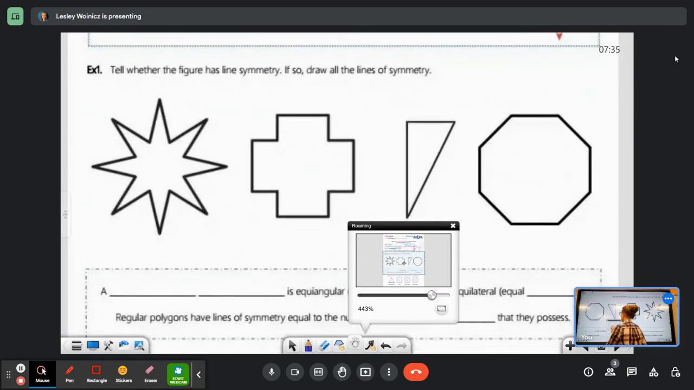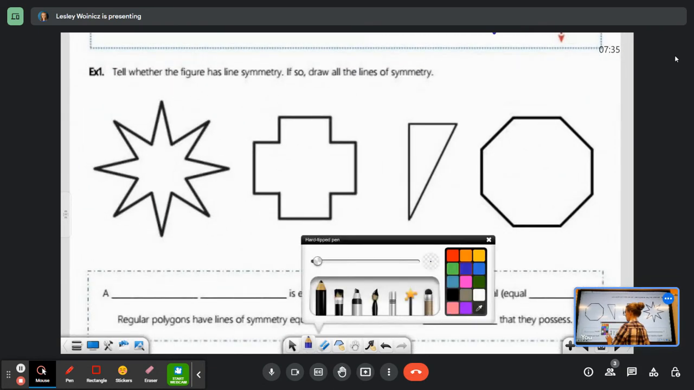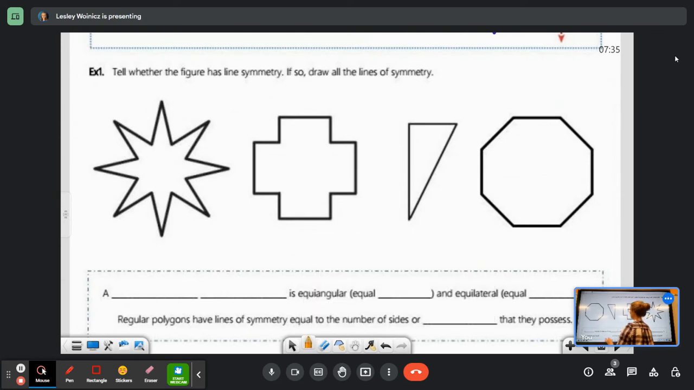Okay, so here we're going to look for line symmetry in these figures. We're going to say if it has any, and then we're going to draw in the lines. So this one is definitely a yes. It has a lot. Okay, here's one. Here's two. Here's 3, 4. These are all the ways that I can fold the figure in half and it'll fold onto itself.